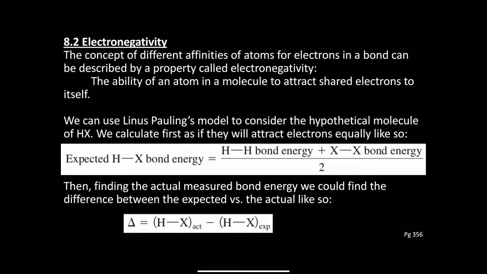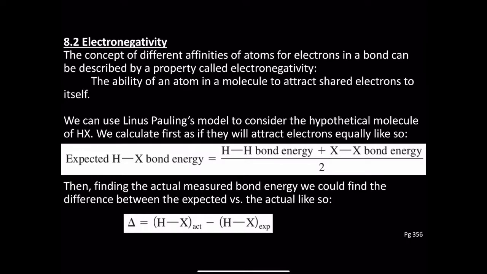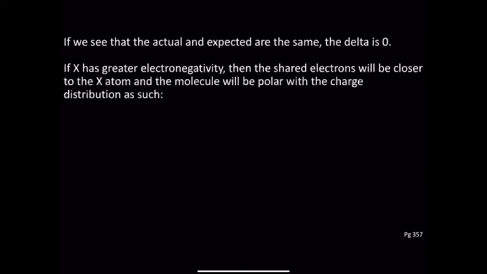All right. So we're looking at the theoretical average over here, and then we look at the actual average that we discover down at the bottom. Okay. If we see the actual and the expected are the same, the delta is 0. So that delta on the bottom there would actually be 0.